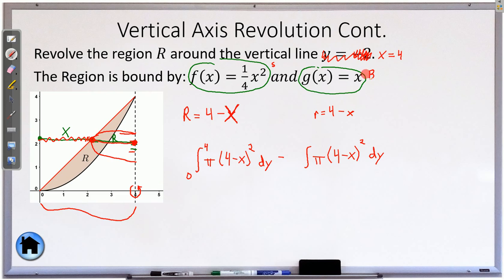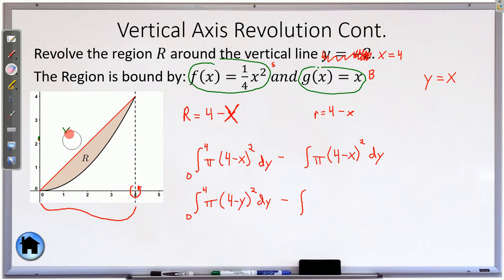So because the big radius uses the linear, that is y equals x, they're the same thing, so I can just make a direct substitution. 4 minus y squared dy. And the small one, let me erase some of this, it's getting a little jumbled. So the small radius is now touching the quadratic. And so that will be 4 minus the x value of the quadratic.